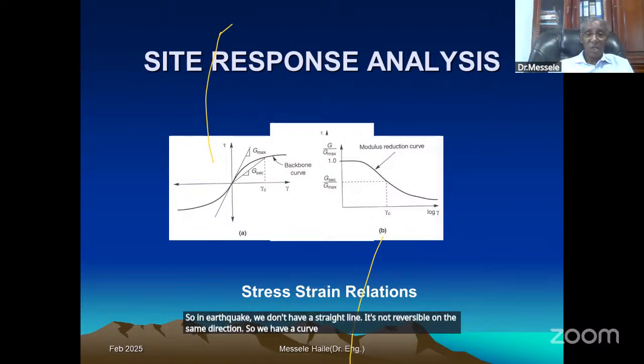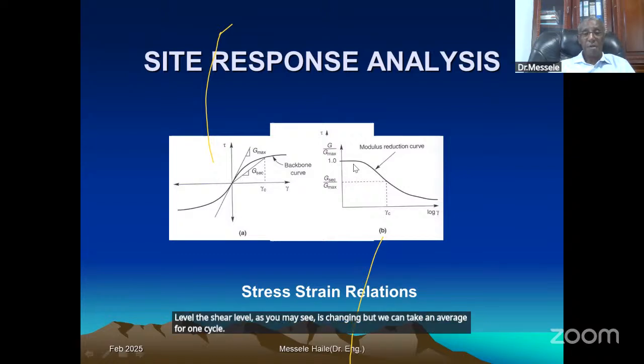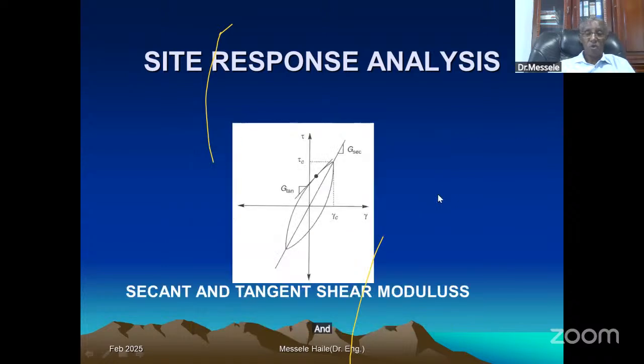So we have to determine the shear modulus. Theoretically, for dynamic analysis, the shear modulus is changing at each infinitesimal strain level, as you may see. But we can take an average for one cycle. The damping curve is similar. The G over G max, we can normalize and get this one.